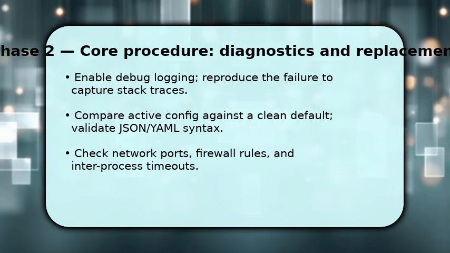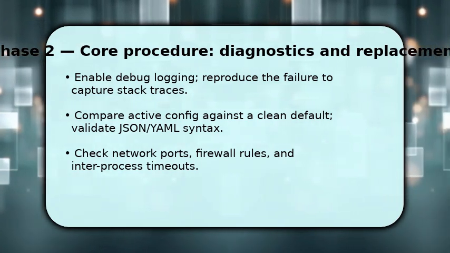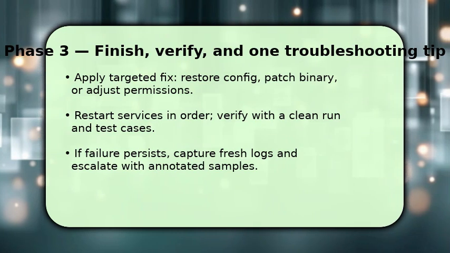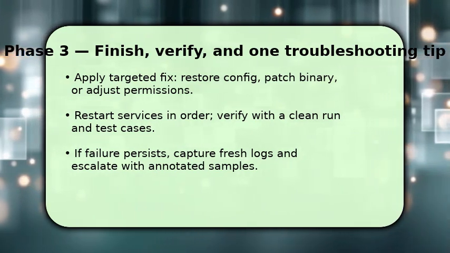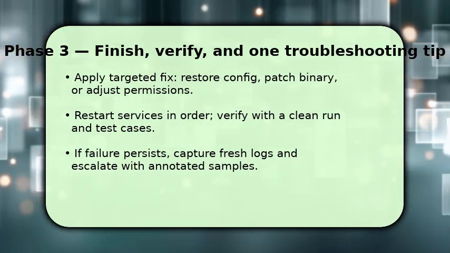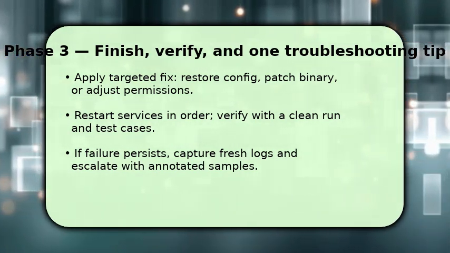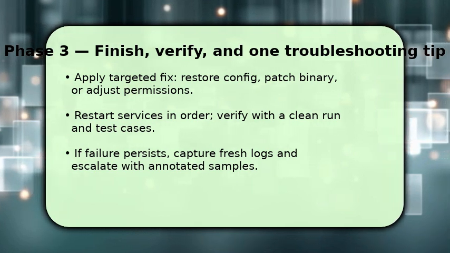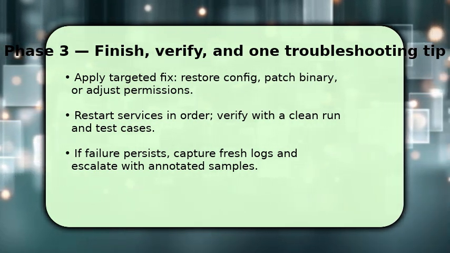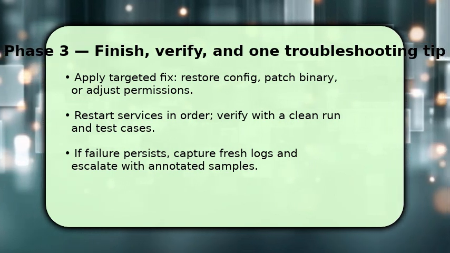Apply the targeted fix. Restore a working config, apply the vendor patch, or correct file permissions. Do one change at a time so you know what worked. Then restart dependent services in the recommended order and run a clean test scenario to verify behavior. If everything passes, document the change and schedule monitoring.